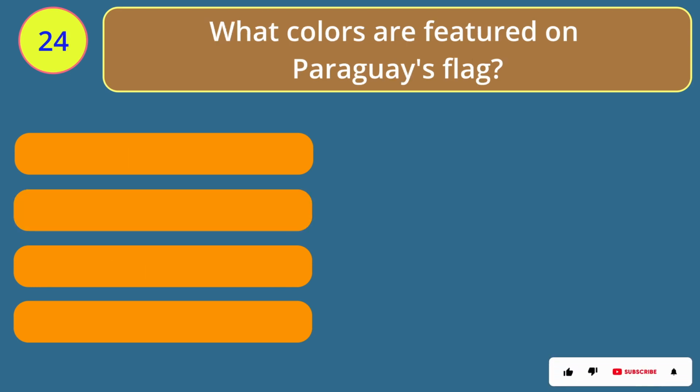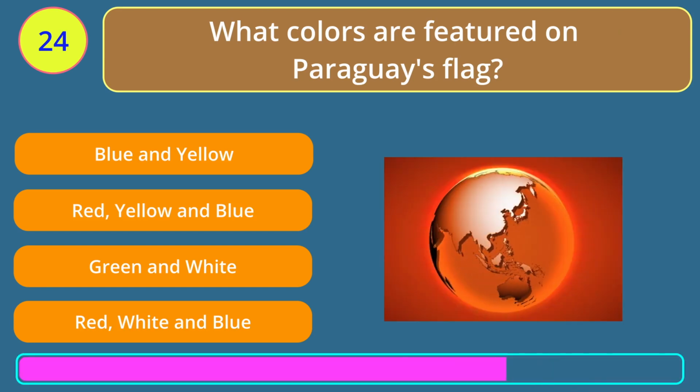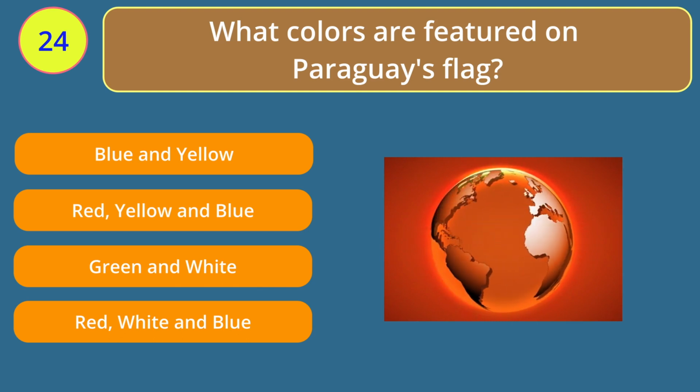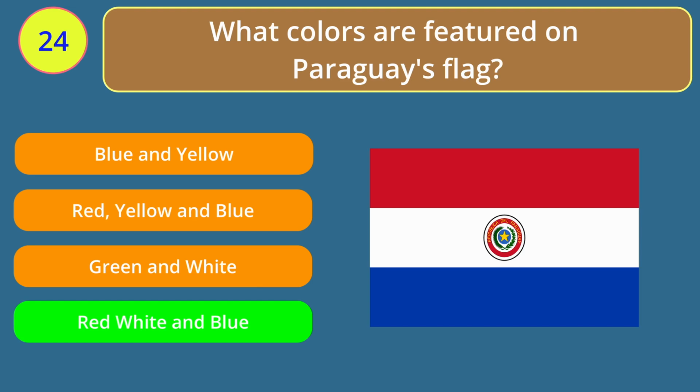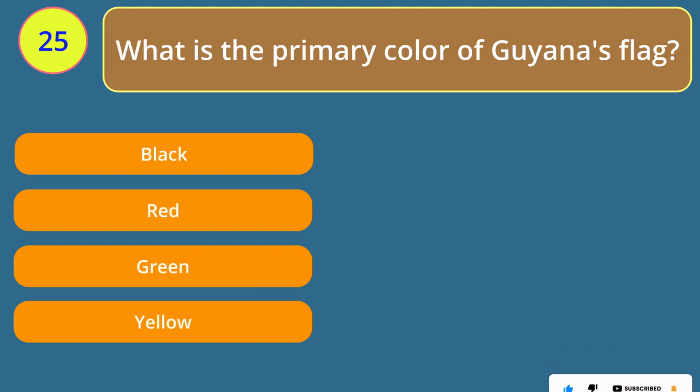What colors are featured on Paraguay's flag? The four options are blue and yellow; red, yellow, and blue; green and white; red, white, and blue. The correct answer is red, white, and blue. What is the primary color of Guyana's flag? The four options are black, red, green, yellow.